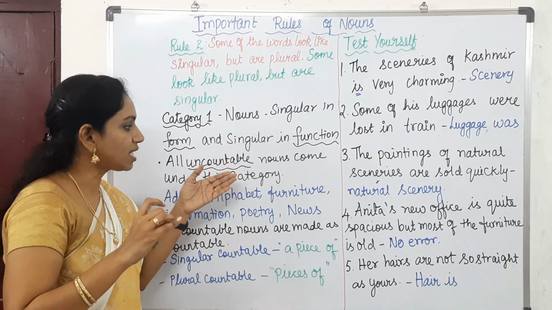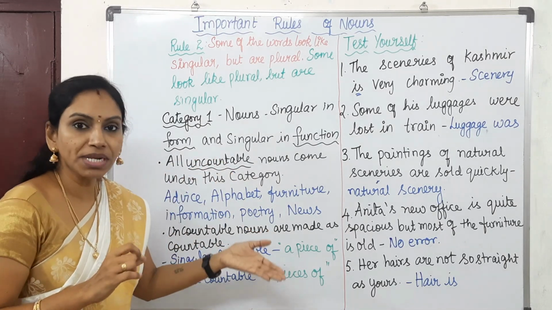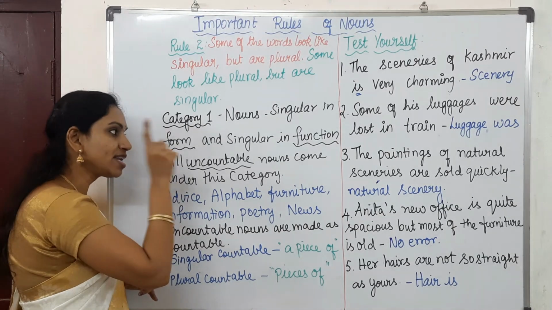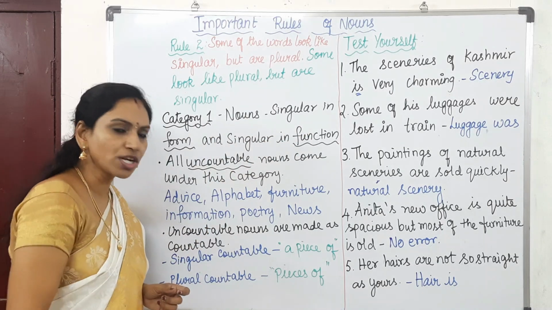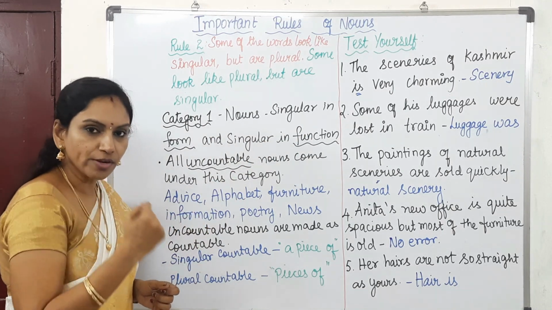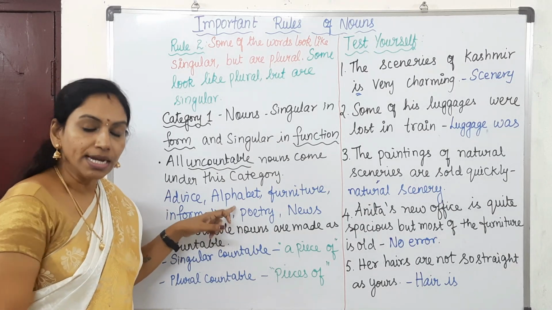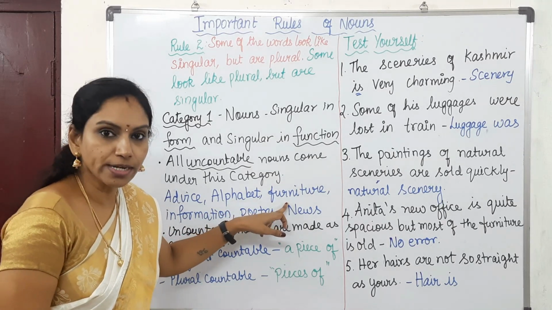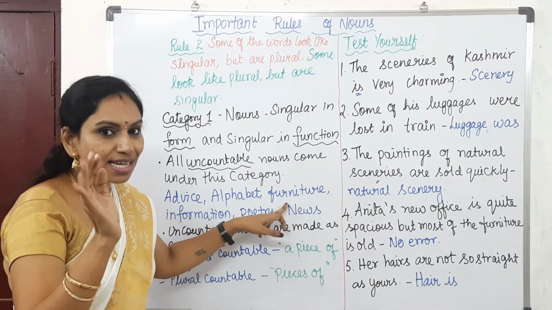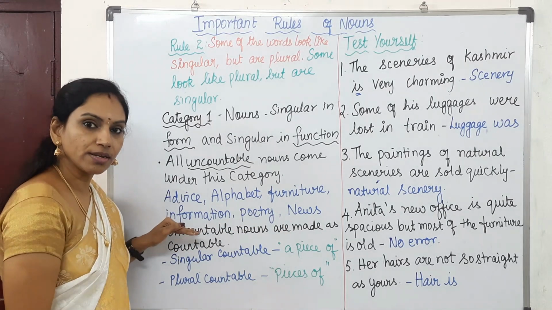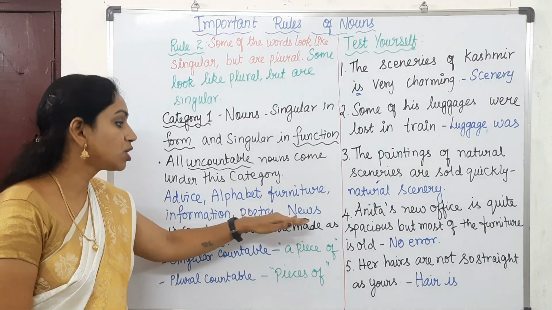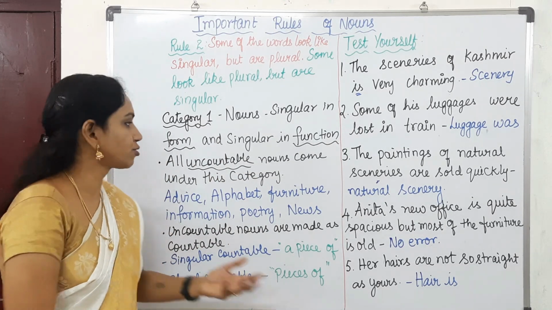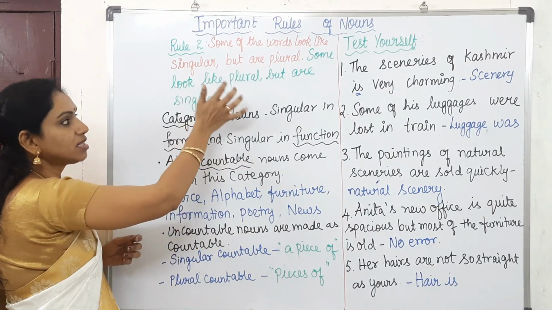Which nouns come under the same category? All uncountable nouns. Like advice is singular in its structure and singular in its function also. We take this advice as singular only. Whereas alphabet, it is singular only and it functions as singular only. Furniture, information, poetry, news, they are all singular in form and singular in function also. That is category 1 under this rule.